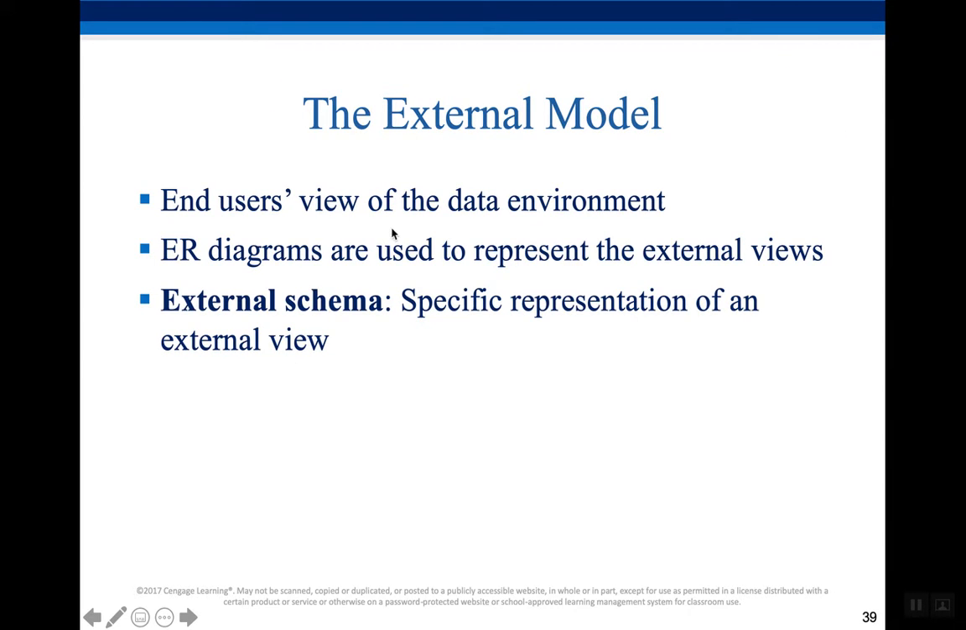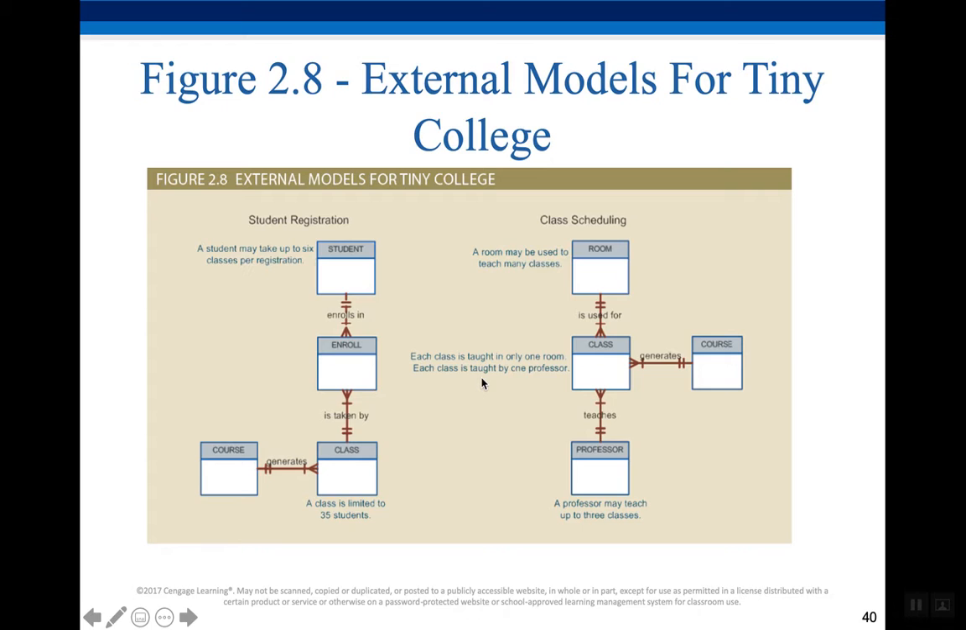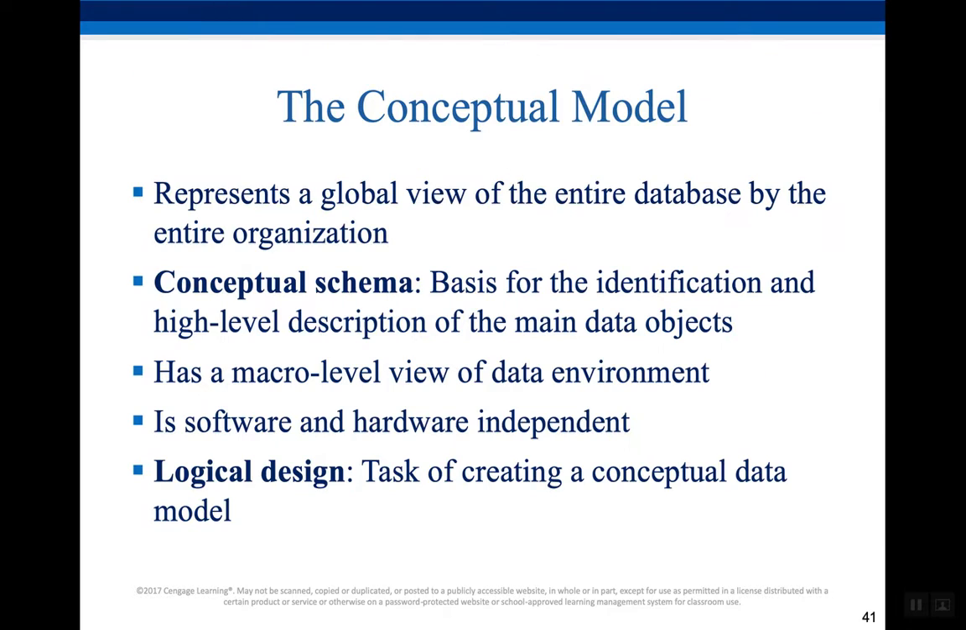As we said, external view, the end user's view of the data environment, we're kind of using entity relationship diagrams. External schema. So this would be an example of a college. We've got the relationships between student registration. So students enroll in a class, and there are different courses. A course can have many classes associated with it, right? Because a class is limited to 35. This is kind of an ERD representation of it.